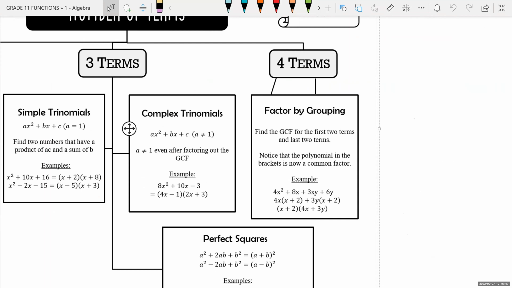Well, you have your sheet in front of you. So take a look at where it says 4 terms, and it says factoring by grouping. So whenever you have a question with 4 terms, usually you're going to have to group something together to factor it. There's a little helpful hint here for you. Find the greatest common factor for the first 2 terms and the last 2 terms, and then try to factor it. So let's go ahead and actually try this.